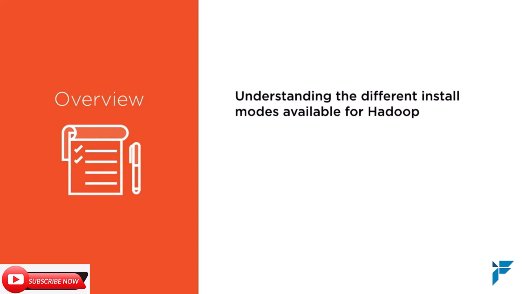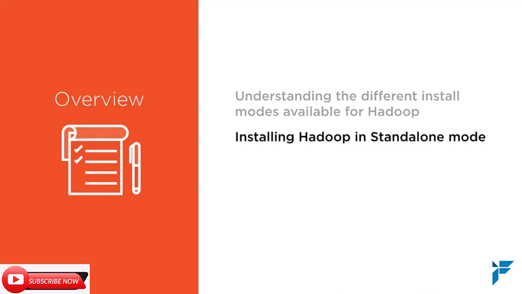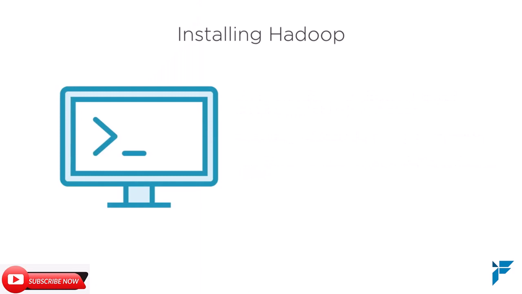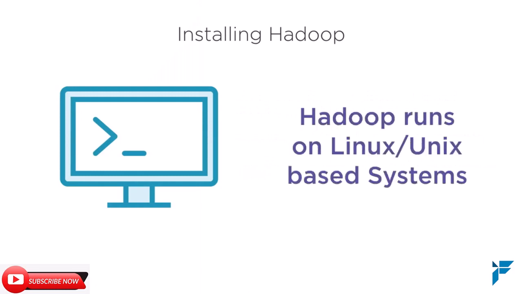We'll start off by understanding the different install modes that are available in Hadoop and then install Hadoop first in standalone mode, the simplest of all. The second demo will focus on installing Hadoop in pseudo distributed mode. Hadoop typically runs on Unix or Linux based systems. So if you have a Mac OS operating system or a Linux or Unix machine, you're good to go. Installing Hadoop on Windows is possible, but it's not really widely used, nor is it recommended.